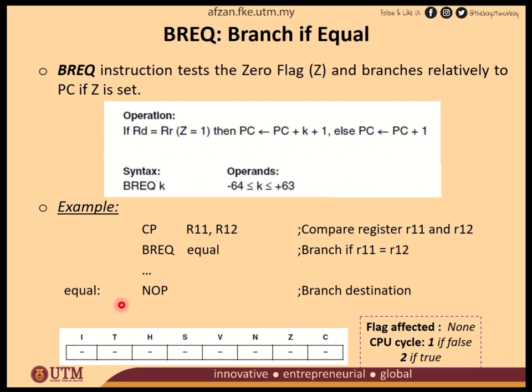Then we have the BREQ, branch if equal. This one tests the zero flag and branches relative to the PC, the program counter, if Z is set. For example here, compare R11 with R12. If R11 equals R12, it means that both numbers are the same, and when both numbers are the same, Z equals 1. You have the first number as 5, the second number also 5. You compare 5 minus 5, you get 0, so Z equals 1. You know that both numbers are equal, and then it will branch to this instruction here.